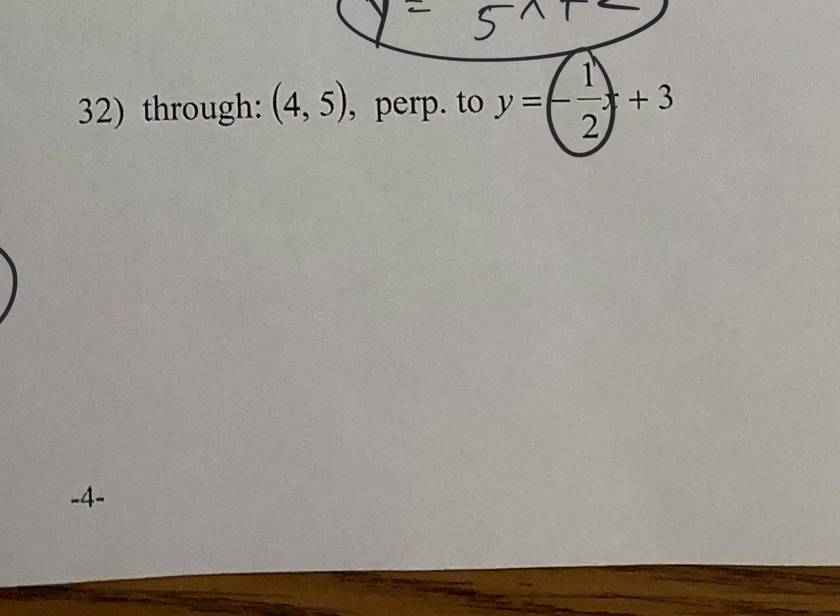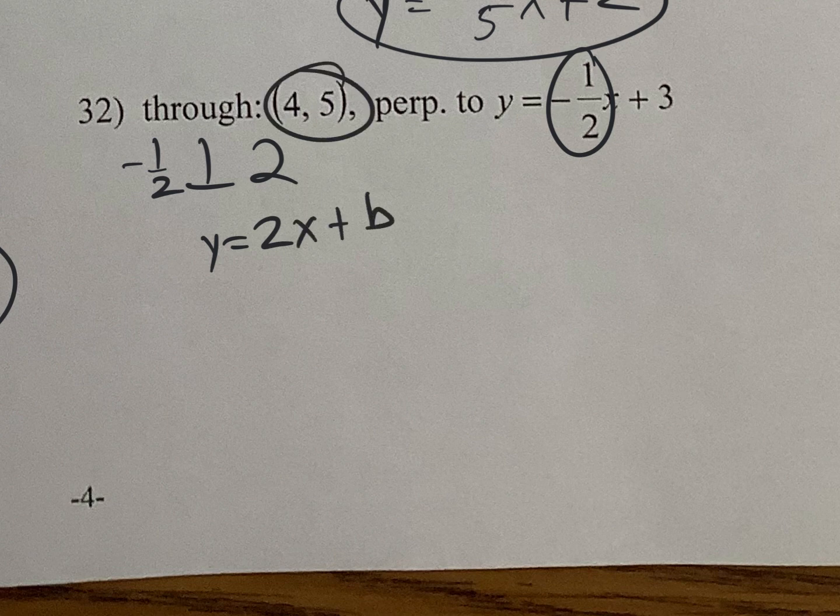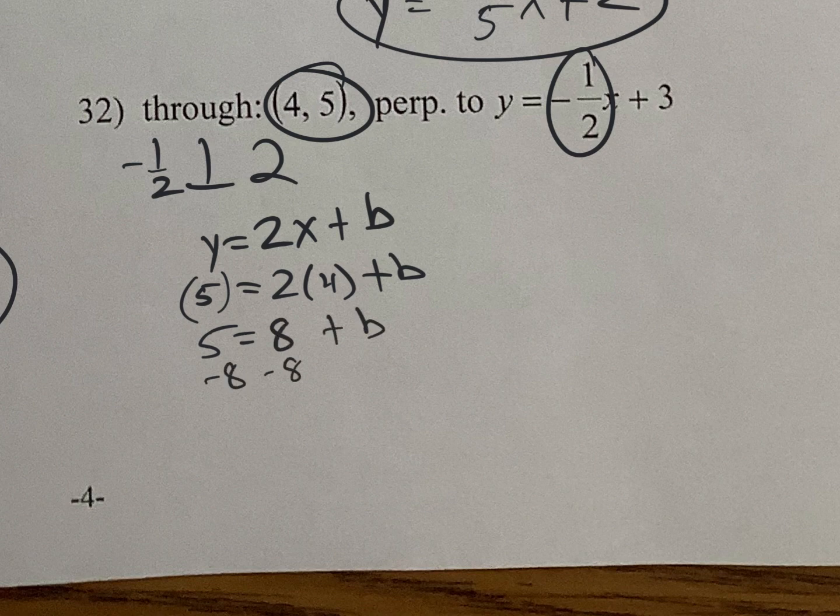Okay, so slope is -1/2, which means your perpendicular slope is +2. So y equals 2x plus b. Substitute your numbers. 5 equals 2 times 4 plus b. 5 equals 8 plus b. Subtract 8. -3 is b. Rewrite the equation. Don't forget to write the equation. Y equals 2x minus 3.